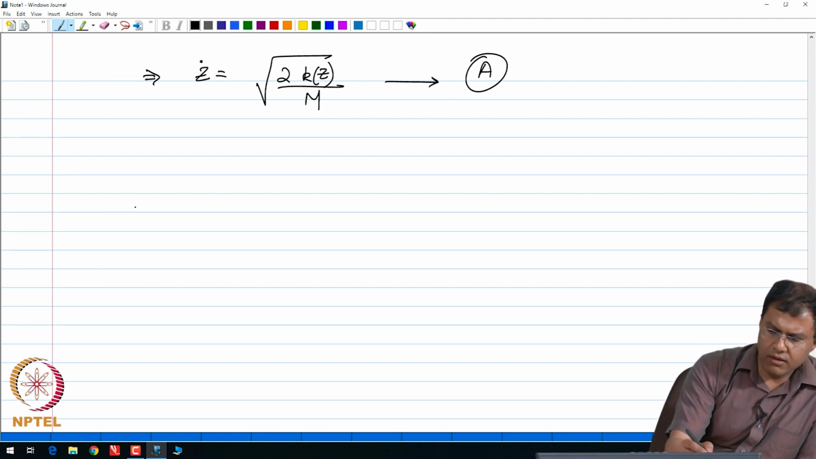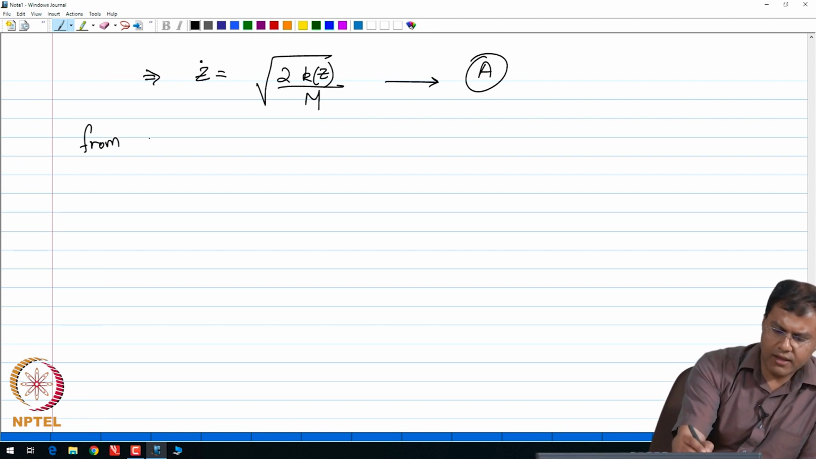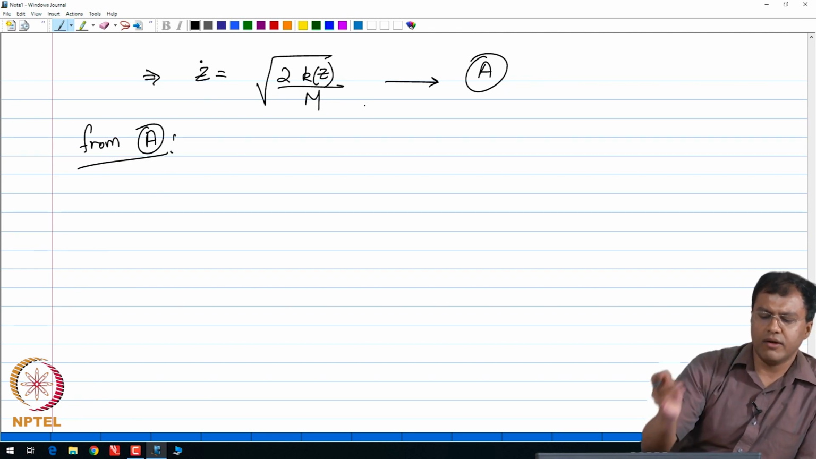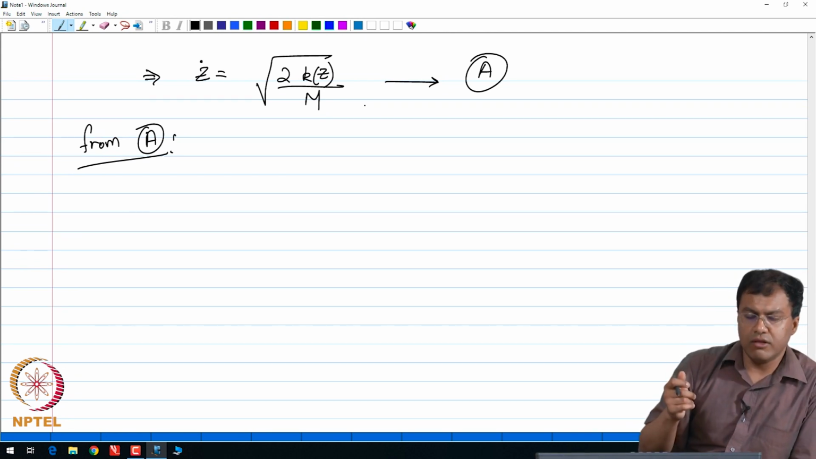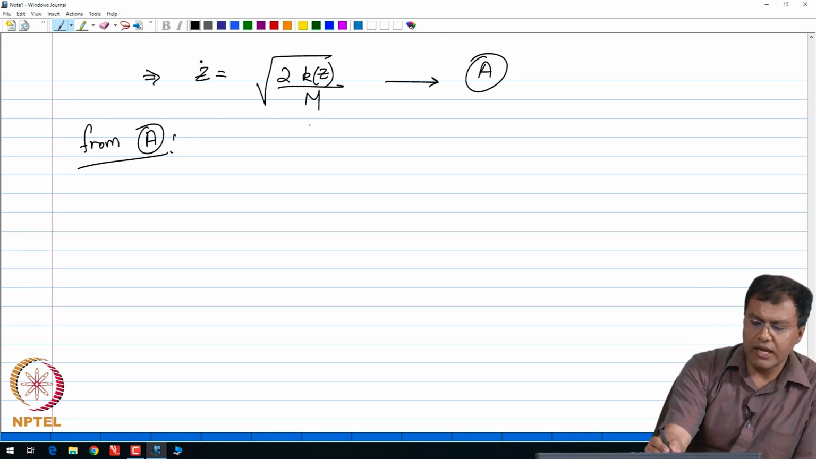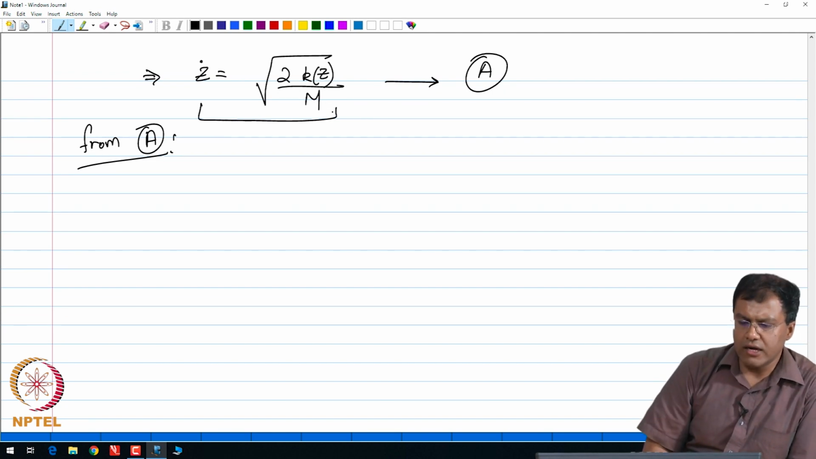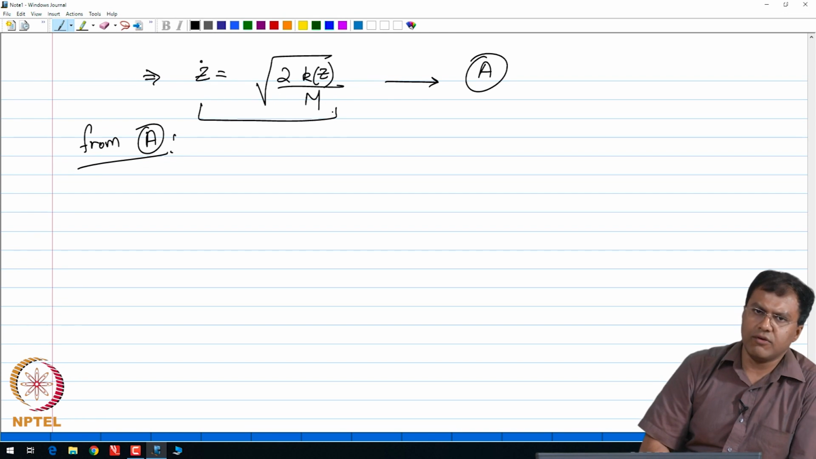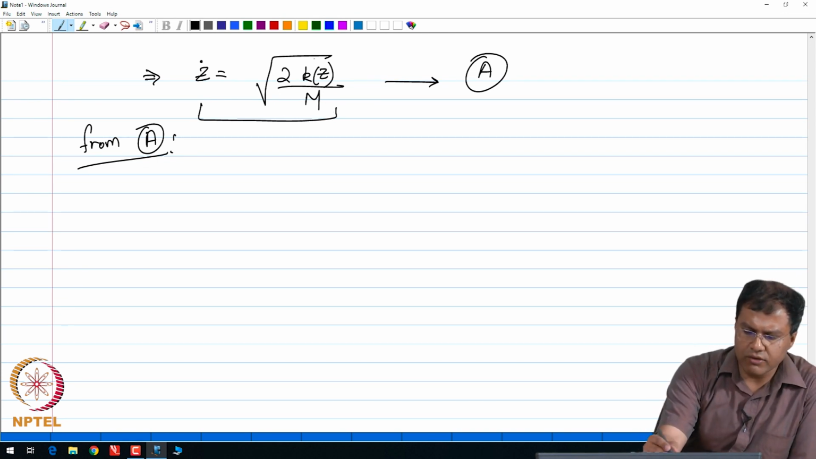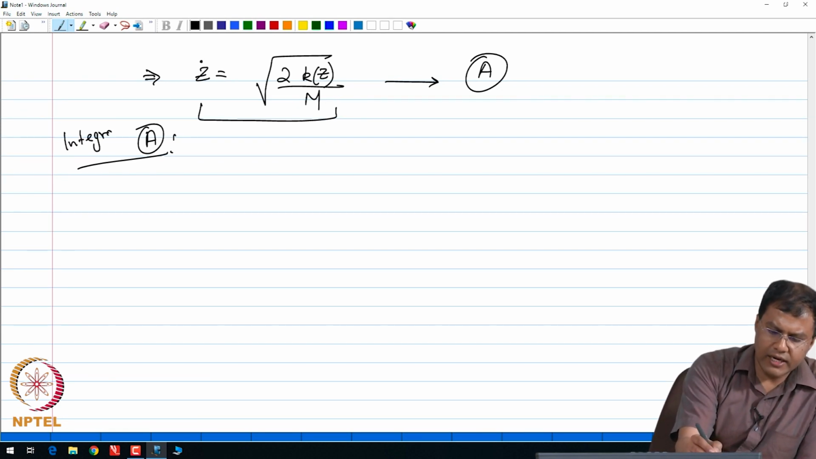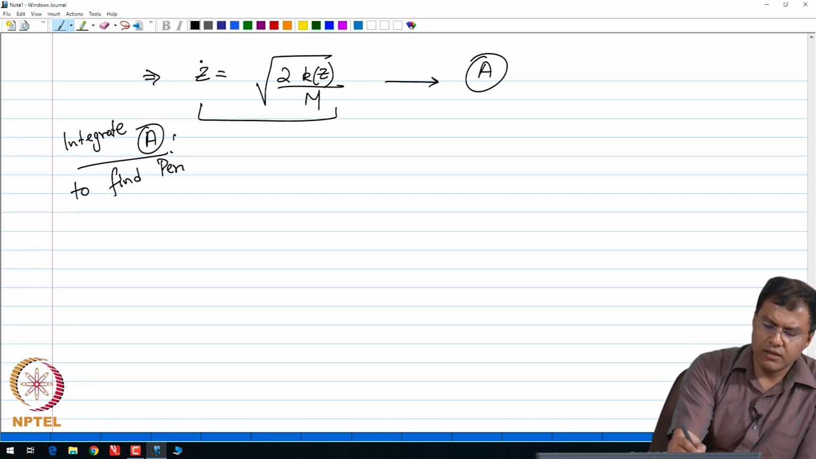Notice that from A, I am not going to integrate A and find out the respective times of the motion of this particle. I can definitely integrate A to find the time period. What I can't do is find the position as a function of time, because of the complexity of the square root function. So, I am going to integrate A to find the period of oscillation.